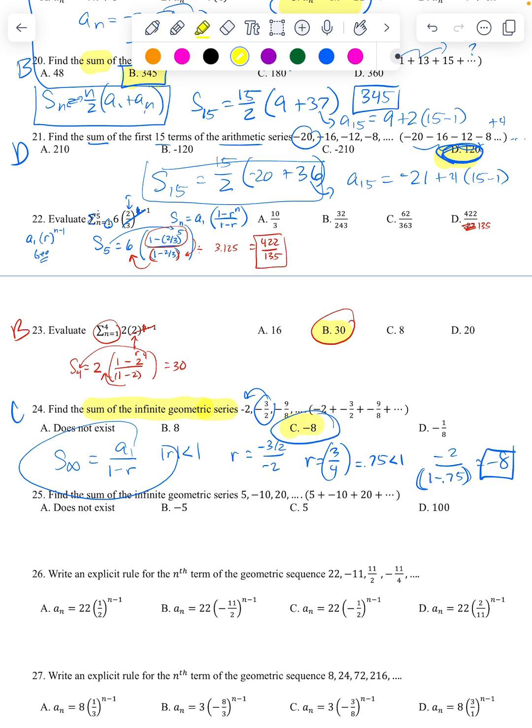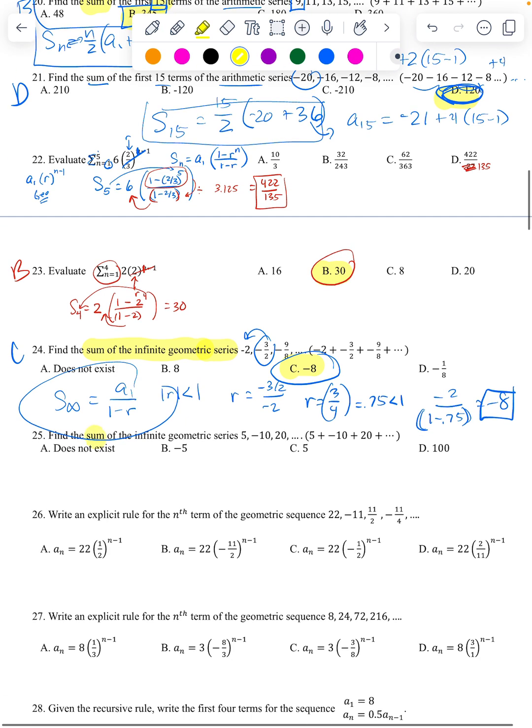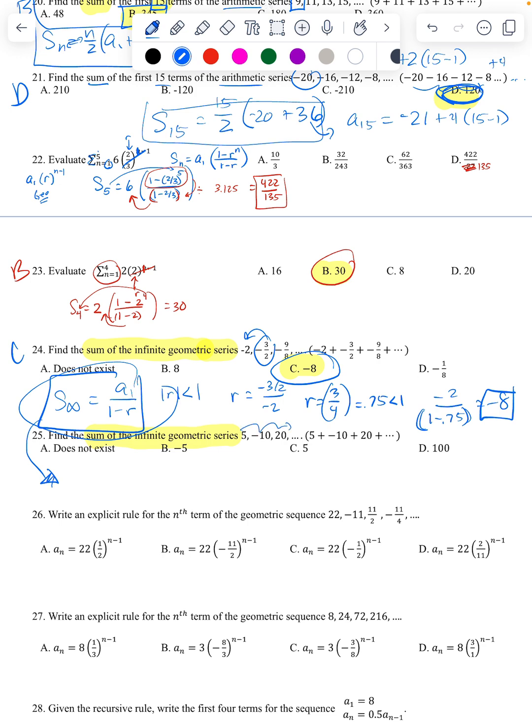So this is all about finding the right formula. So again, sum of infinite geometric series. I go to my card. This is my formula again. And then here, when I go to find my ratio, I can take any number and divide by the number in front of it.